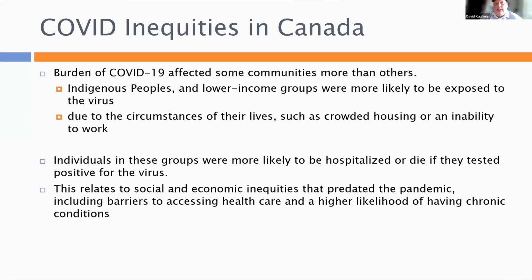So, Indigenous people in lower income groups were likely to be exposed to the virus, and this is due to circumstances such as crowded housing or inability to work. So individuals in these groups were more likely to be hospitalized or die if they tested positive for the virus. And this, of course, relates to social and economic inequities, many that have problems that have been around for at least decades, perhaps even longer than that.